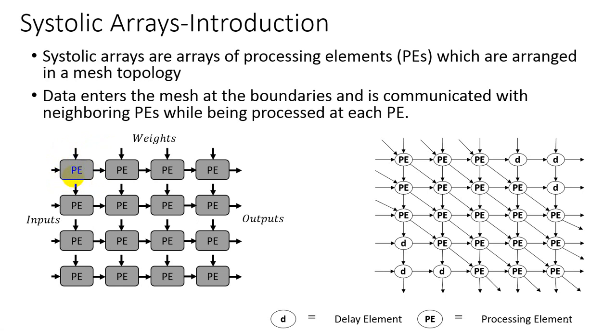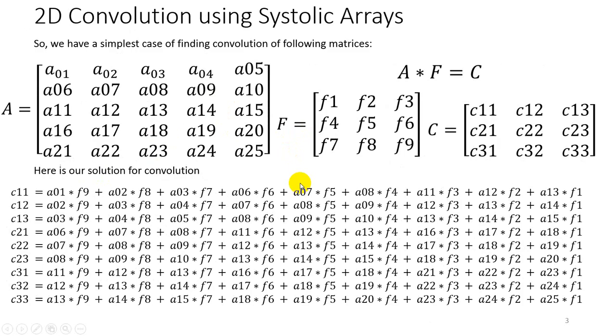So today we will see how we can use these systolic arrays for the purpose of systolic array implementation of 2D convolution. So what is 2D convolution? 2D convolution is simply like 1D correlation in 2 dimensions.